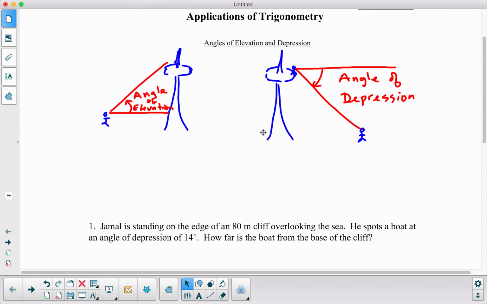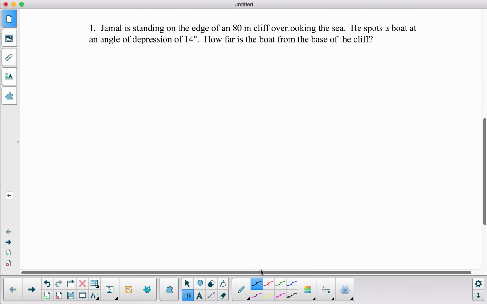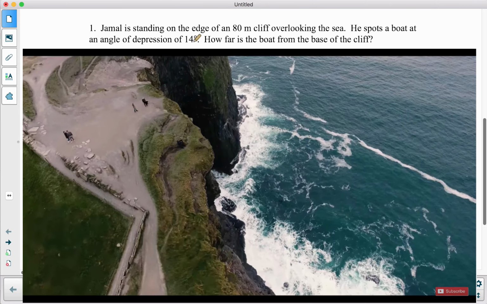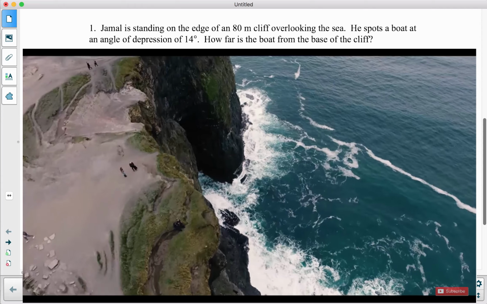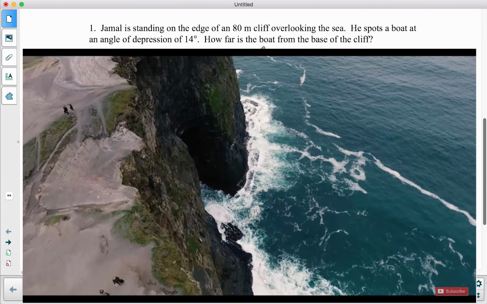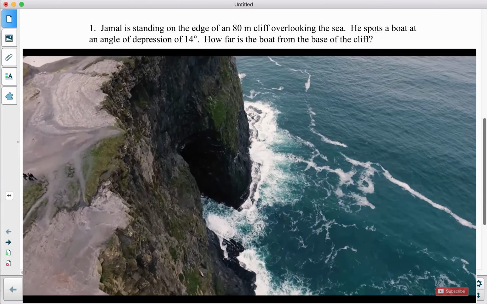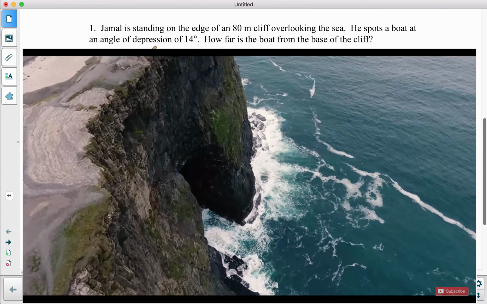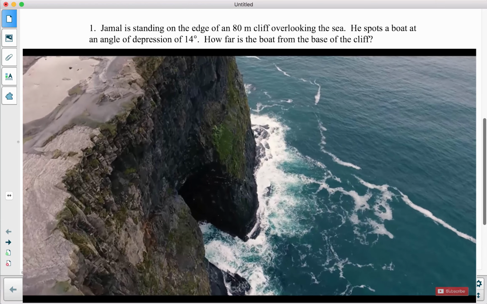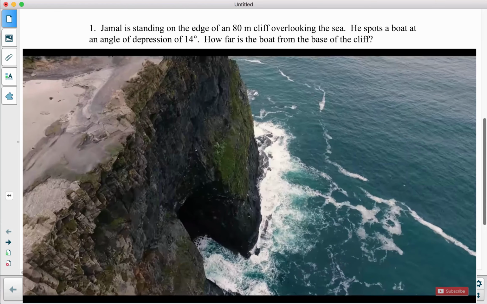So let's look at an example. In our first example, Jamal is standing on the edge of an 80-meter high cliff overlooking the sea. He spots a boat at an angle of depression of 14 degrees. How far is the boat from the base of the cliff?